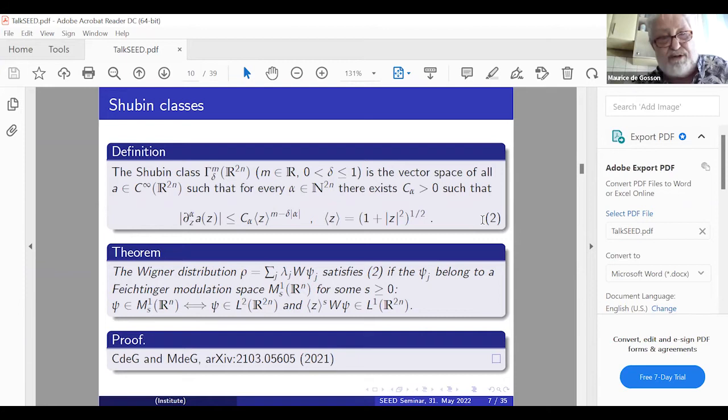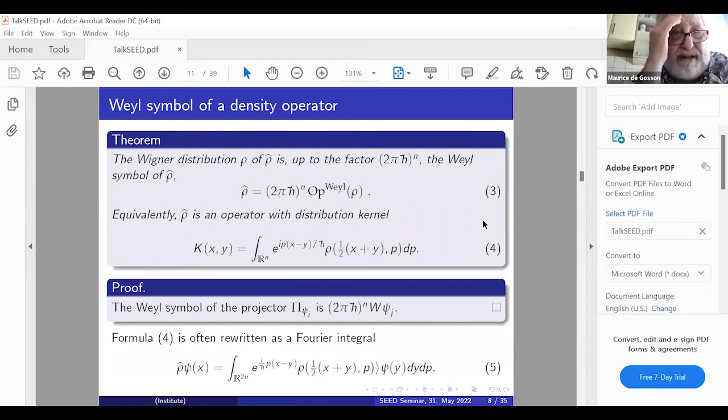So, the Weyl symbol of the density operator. The Wigner distribution rho, which we just defined, is, up to a factor, the Weyl symbol of rho hat. That is, we have rho hat equal to (2 pi h bar)^n times the Weyl operator with symbol rho. Equivalently, rho hat is an operator with distributional kernel given by formula 4 below here. Formula 4 can often be rewritten as a Fourier integral, as you see in formula 5.